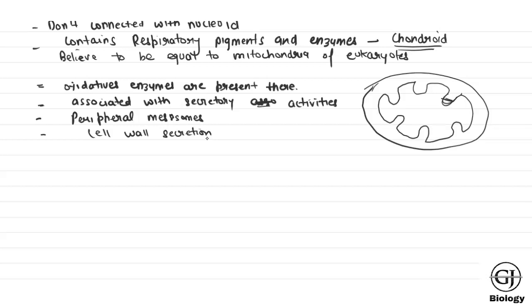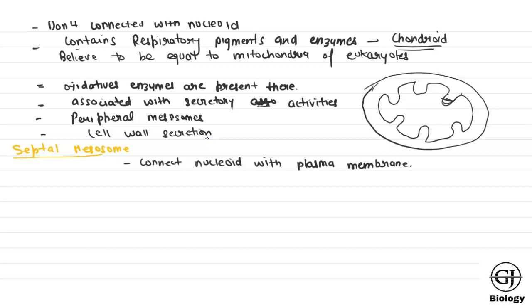The next type of mesosome is the septal mesosome. This mesosome connects the nucleoid with the plasma membrane. Clear?